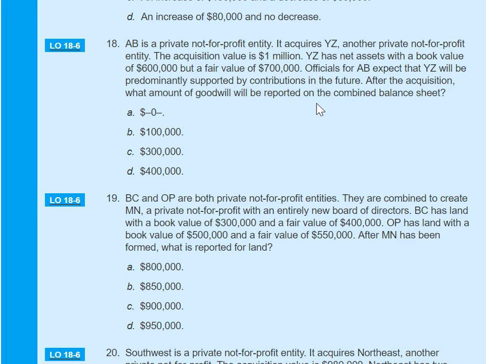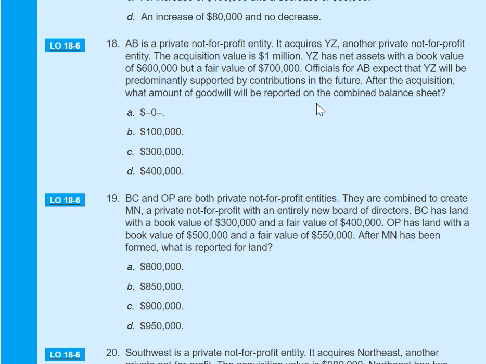So if you think of any for-profit corporations, what you probably did in your advanced accounting course, if one company acquires another company and you see that the total purchase price is higher than the fair value, then definitely you have to record goodwill. Well, not-for-profit entities also have that option to record goodwill, but here there is one condition.